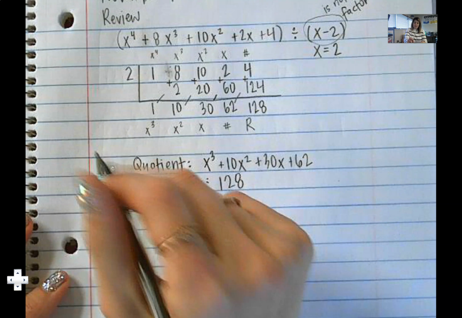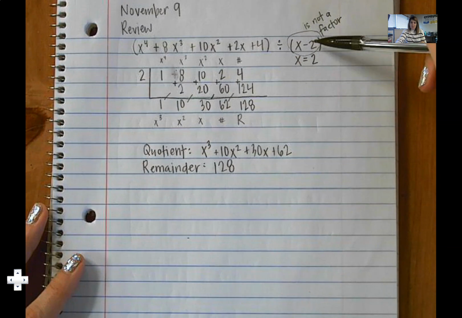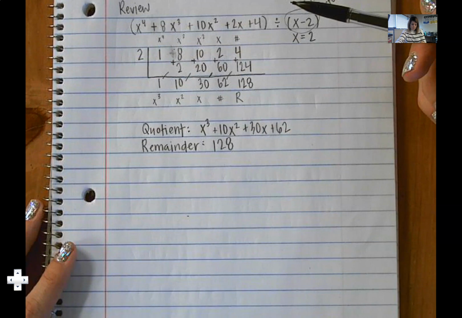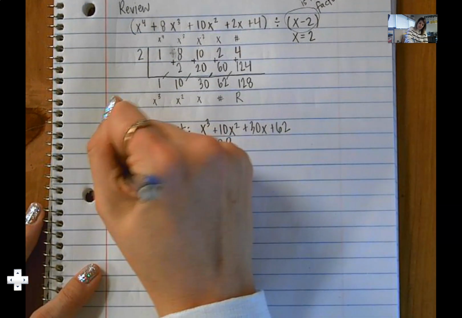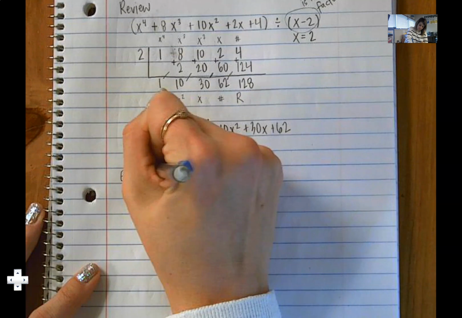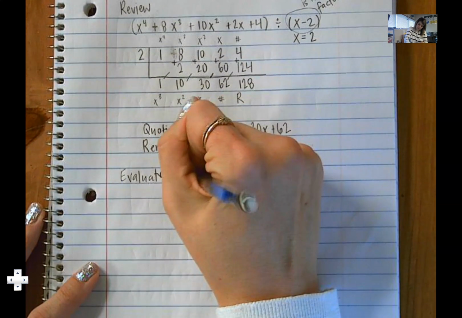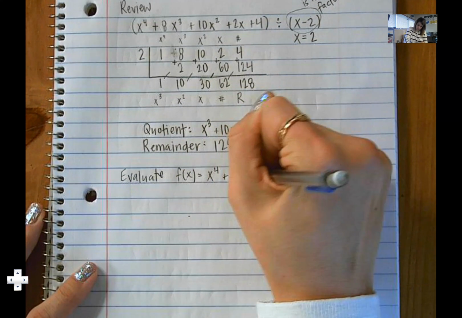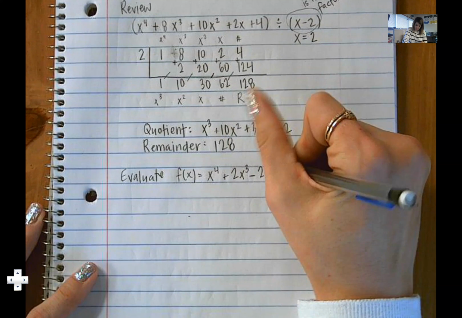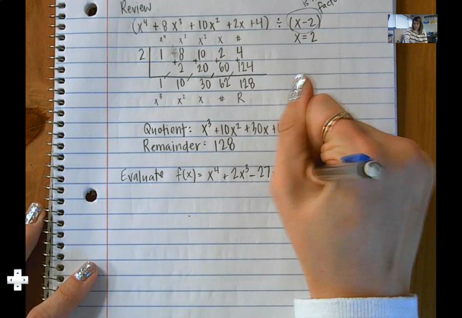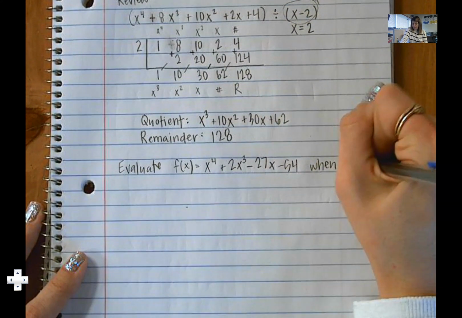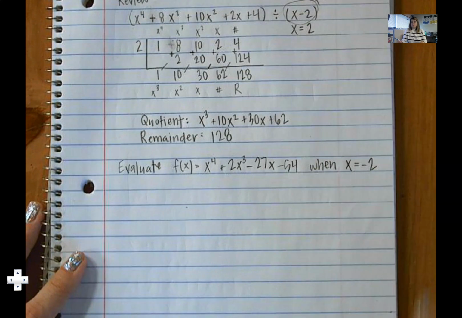Then you had a different type of problem. So this first problem was divide this polynomial by this binomial. Now we know it's not a factor and we can list out quotient remainder. The other kind that you get is an evaluate. Evaluate f of x equals x to the fourth plus 2x cubed minus 27x minus 54, when x is -2.